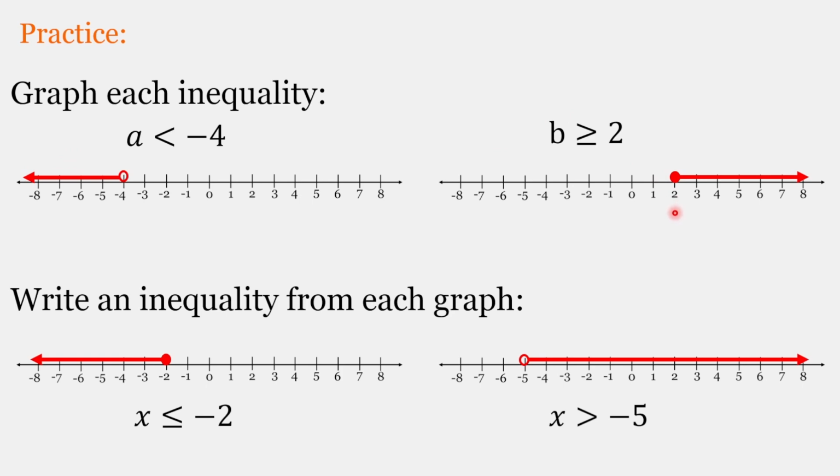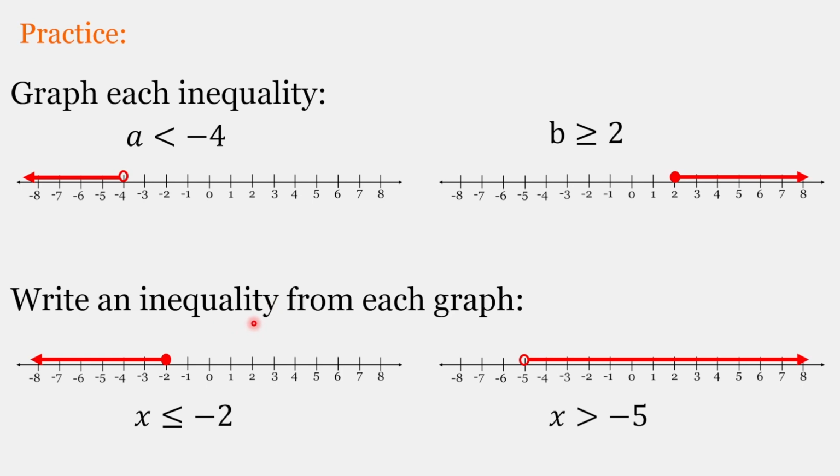For the second one, we have b greater than or equal to 2. So we find 2 on our number line. We're going to fill in that circle because 2 is included. And then b is greater, so we're going to shade numbers greater than 2.